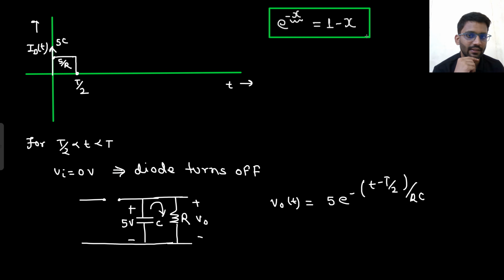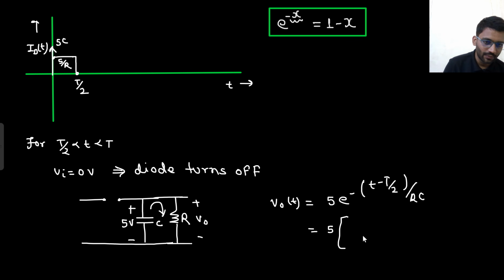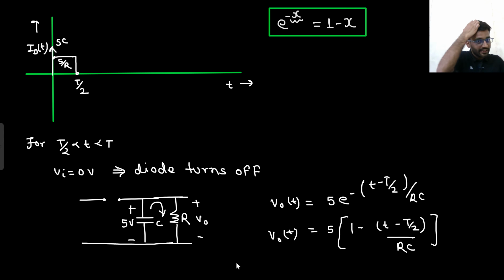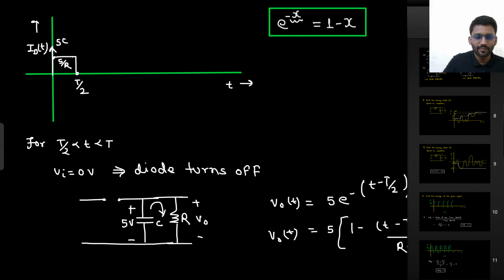You know this thing, right? e to the power minus x can be written as 1 minus x. So what I can do here is 5 into 1 minus t by 2 RC. Although V0 should discharge exponentially, it is discharging linearly because the RC value is very large and x is very small. So I can approximate it to 1 minus x only. It should discharge exponentially, but we can approximate it to linear discharging. Are you getting this point? So let's make the V0 waveform.